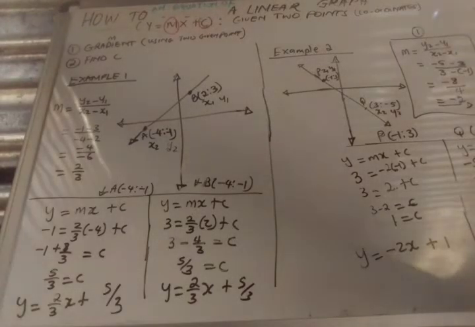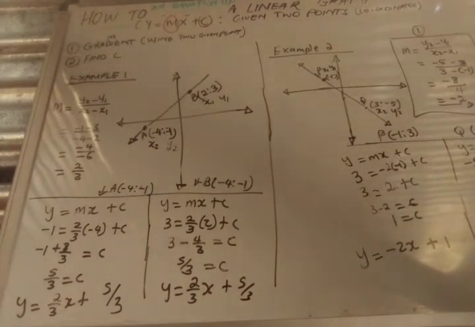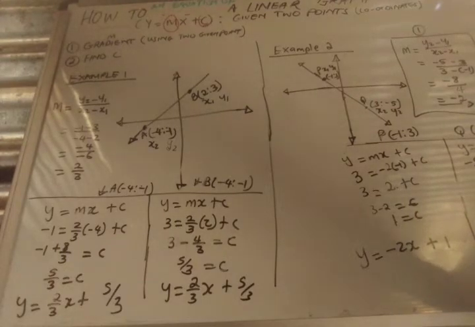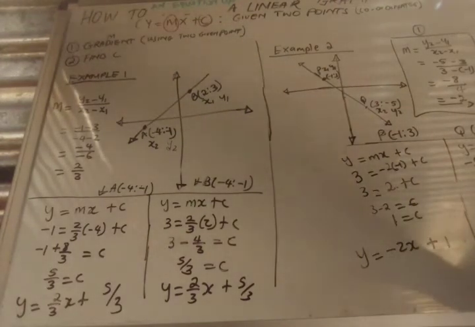Today we're going to be looking at how to find the equation of a linear graph or a straight line function when given 2 points. From the onset we must know that in order to find the equation of a linear function we need two things. Firstly is the gradient or the slope, which is represented by m in the standard equation, and the c, which is the y-intercept, or where the graph cuts the y-axis.